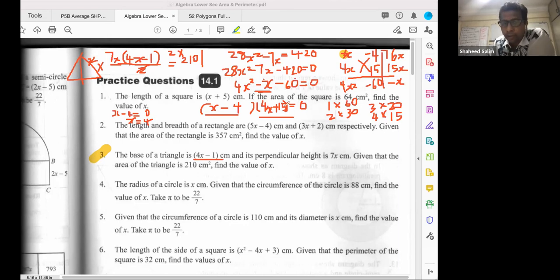Down here, when I bring over, it becomes a negative number. 4x plus 15 equals 0. I bring plus 15 over, I get a negative number. You know that it cannot be a negative number. So this one will be inadmissible. You know what I'm talking about?